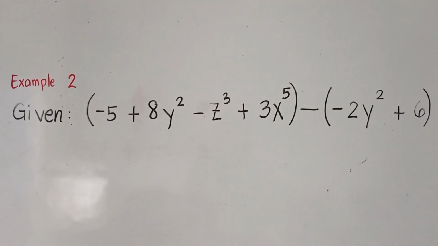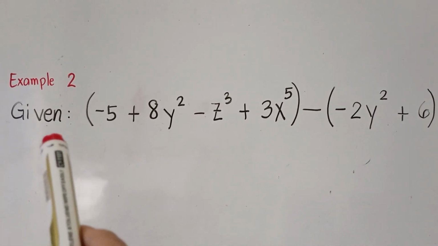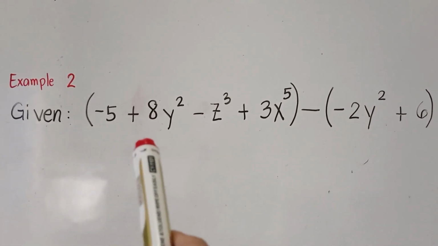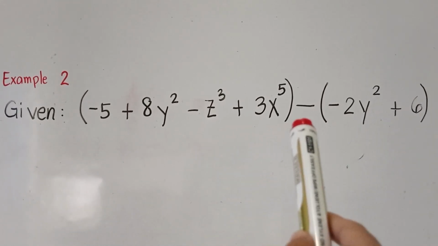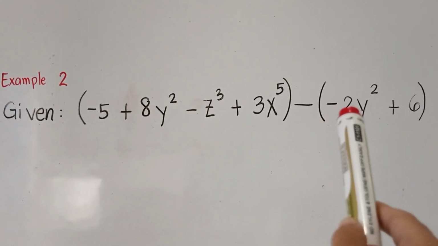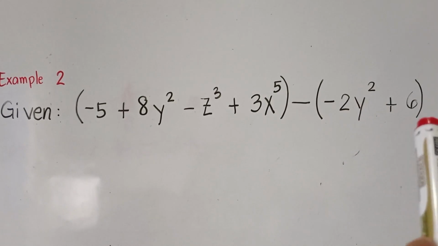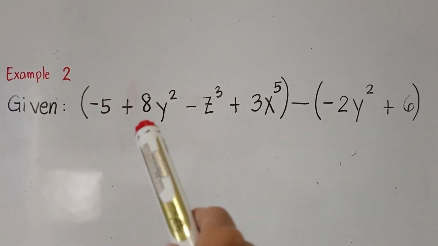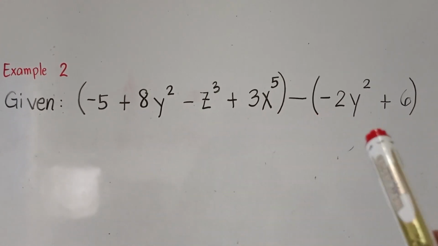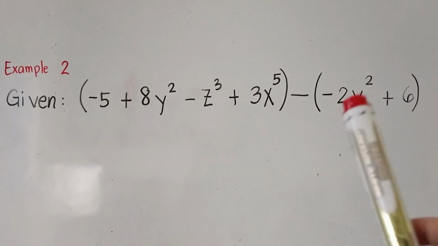Let's have one more example with a given. The quantity of negative 5 plus 8y squared minus z cubed plus 3x to the power of 5 minus the quantity of negative 2y squared plus 6. Again, the first group is the minuend and the second group is our subtrahend.